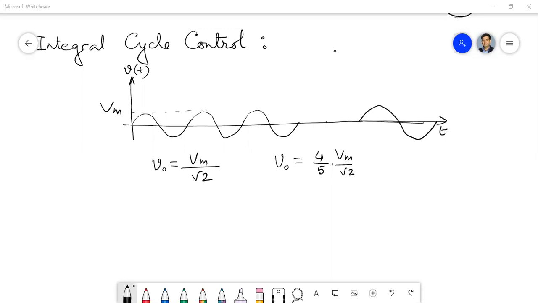Okay, so these are the techniques we have discussed. These are the techniques for controlling the heat in the open loop. Now we'll discuss how the temperature can be controlled in closed loop.